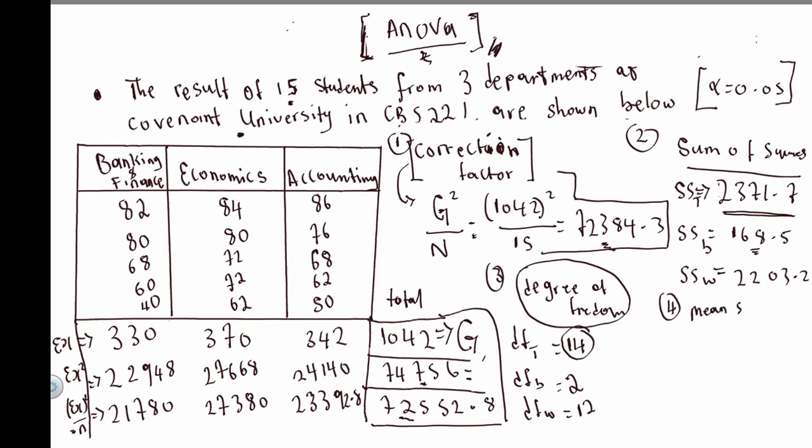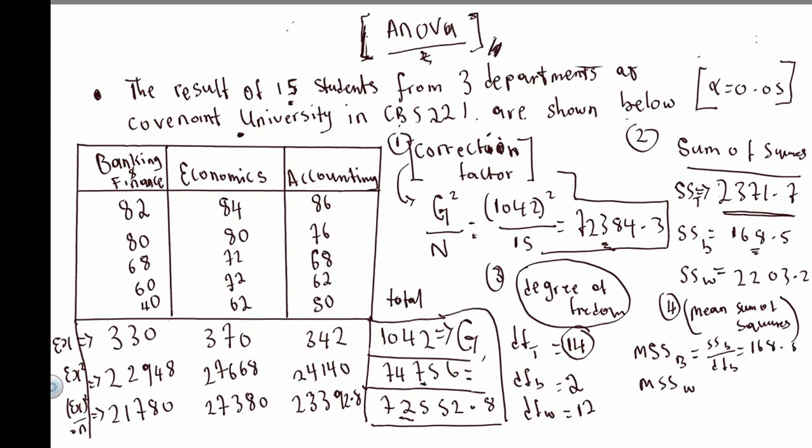So the last one is to just find our mean sum of squares. To find the mean sum of squares, very simple. This time all we need to find is the mean sum of squares between and the mean sum of squares within. Let's find this one first. The mean sum of squares between, this is the last step. The mean sum of squares between is the SS between divided by the degree of freedom between. So all we are doing is basically finding SS between divided by degree of freedom between.